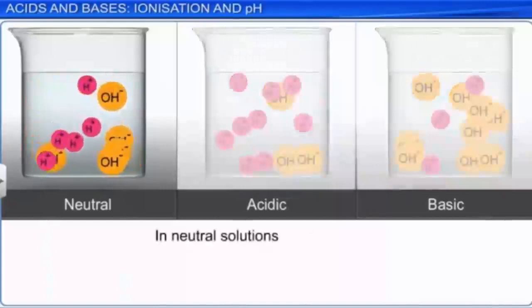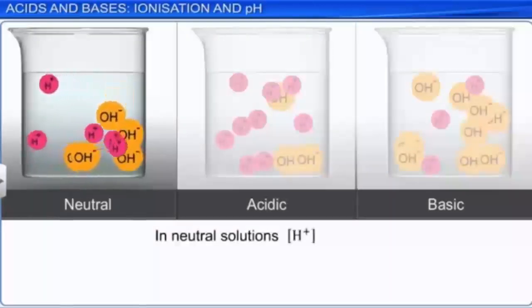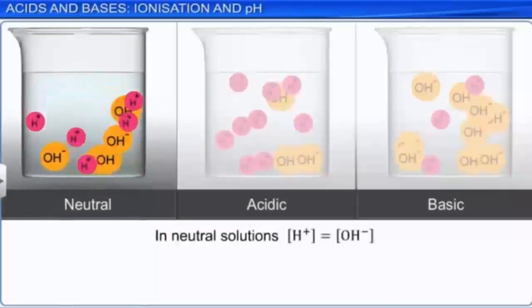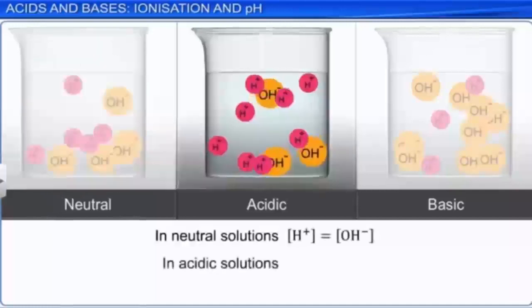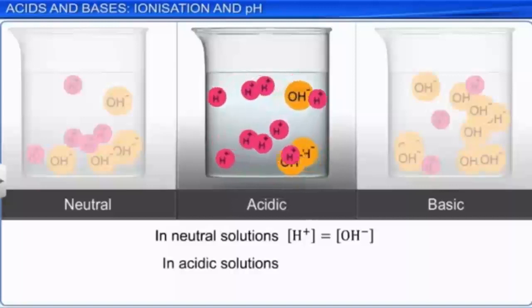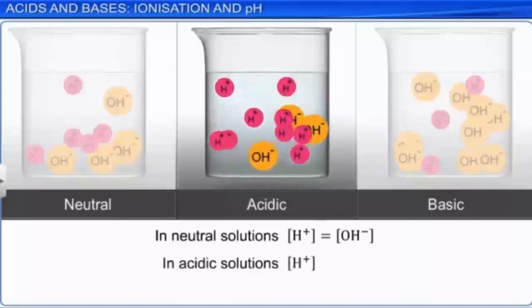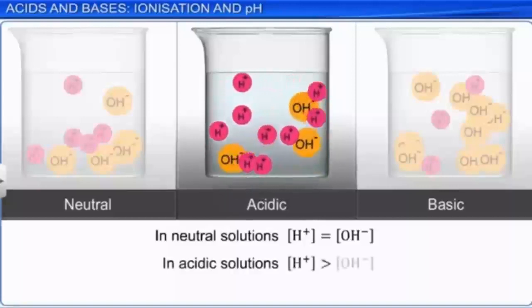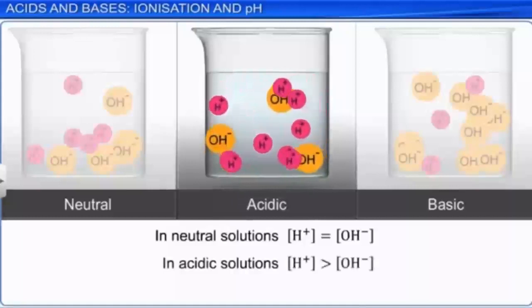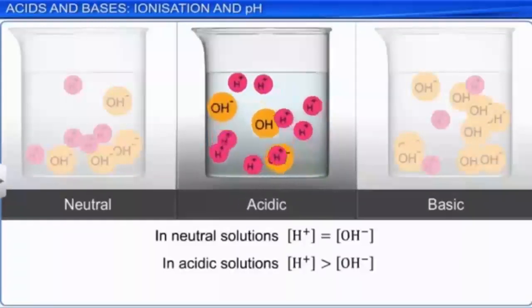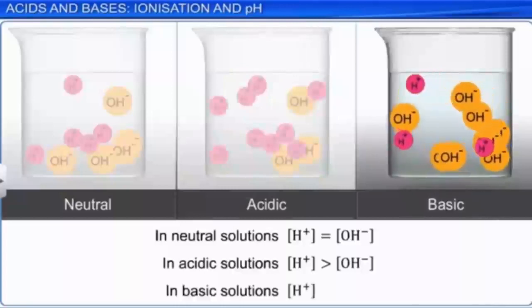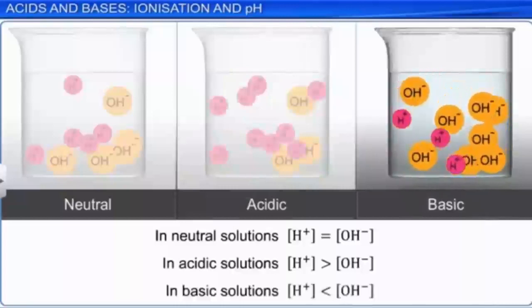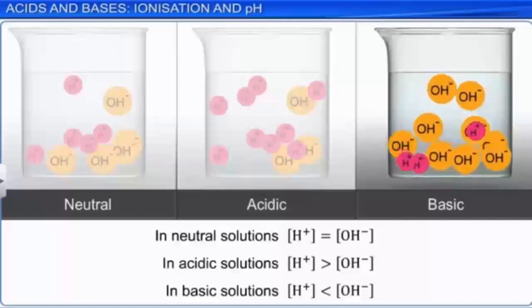In neutral solutions, the concentration of H+ ions is equal to the concentration of OH- ions. In acidic solutions, the concentration of H+ ions is greater than the concentration of OH- ions. While in basic solutions, the concentration of H+ ions is less than OH- ions.